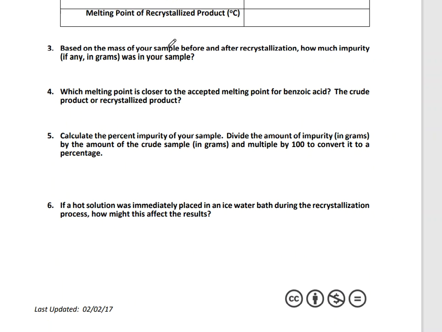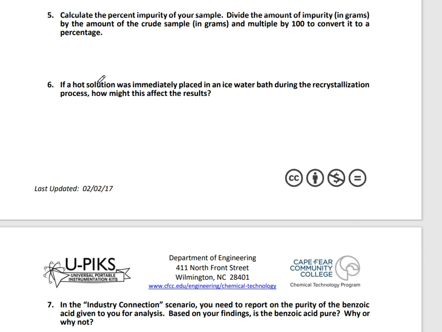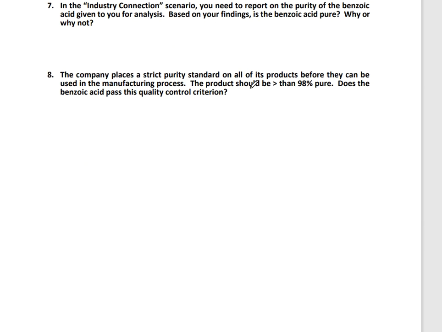Number 3, based on the mass, how much impurity was in your sample? Number 4, compare the melting points. Which one was closer to pure benzoic acid in the textbook numbers? Number 5, calculate the percent impurity of your sample. We just talked about how to do that. And number 6, if a hot solution was immediately placed in an ice water bath during recrystallization, how might this affect the results? Well, we just talked about that. I think that you'll be able to answer that now.